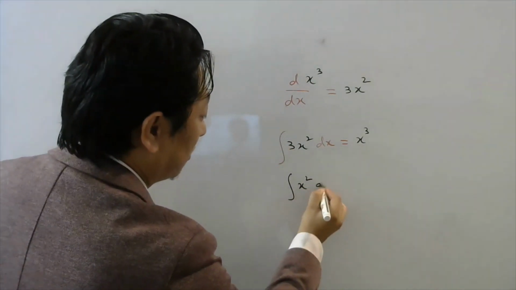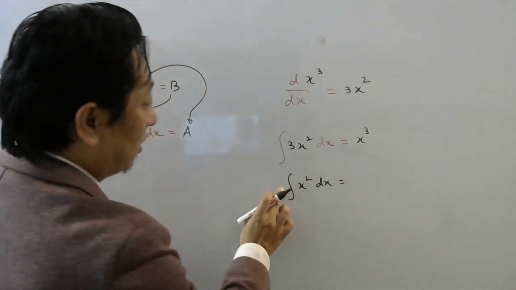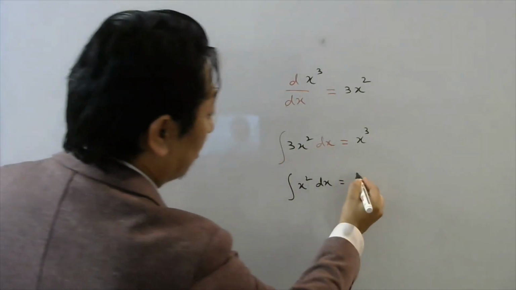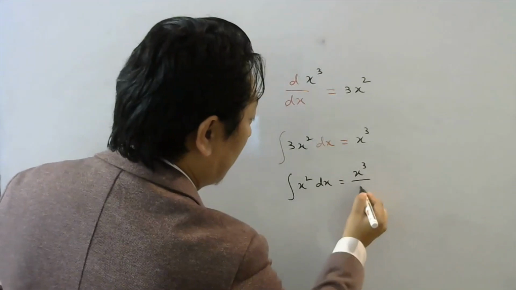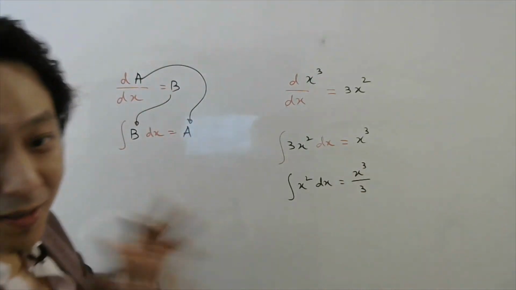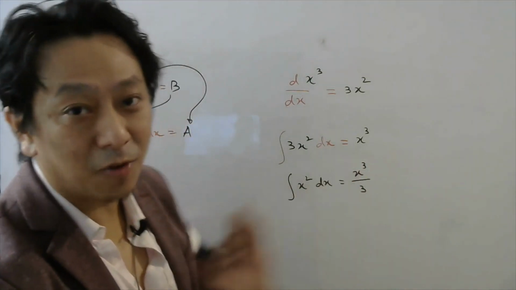Now if I don't want 3 here, then what will I do? I will divide both the sides by 3. So integral of x square dx will be x cube divided by 3. Right? Now we can generalize this formula.